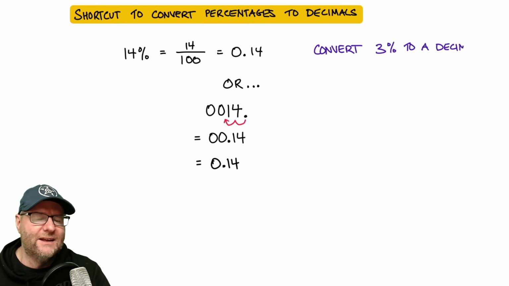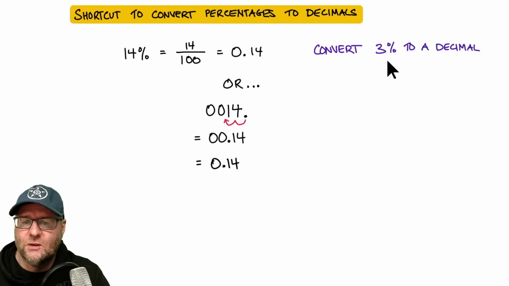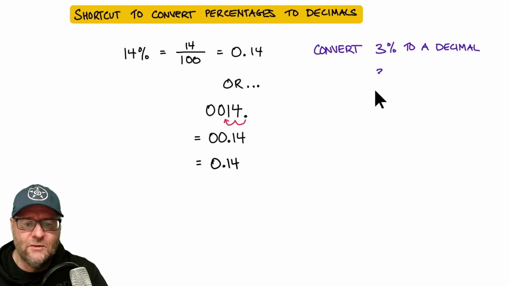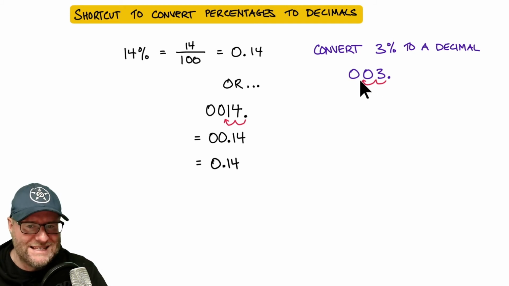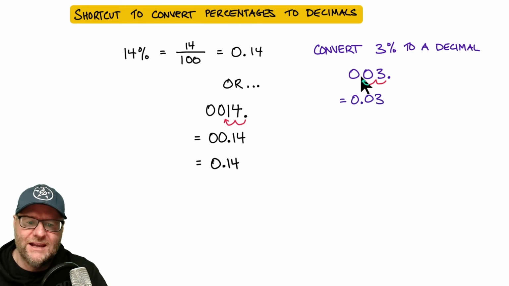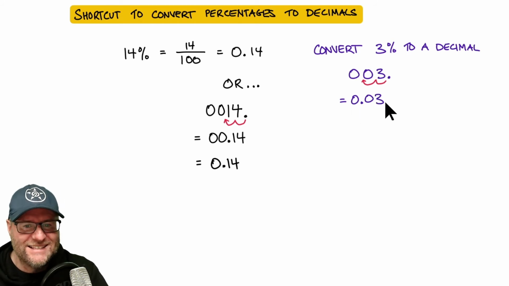Let's have a look at another example. Convert 3% to a decimal. Let's do the exact same thing. I'm going to start with my 3, and I'm going to put the decimal point, because it's a whole number, at the end here. I'm going to put a couple of leading zeros, and I'm going to move that decimal point 2 places to the left. So it's going to end up between these 2 zeros, and that gives me my answer of 0.03. So 3% is the same thing as 0.03 when you write it as a decimal.